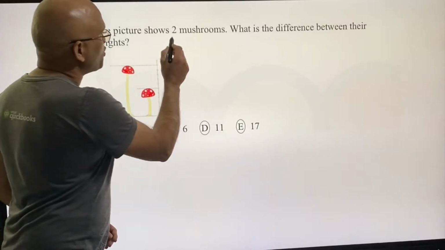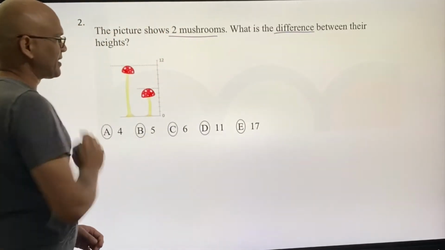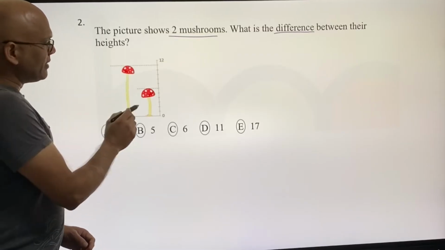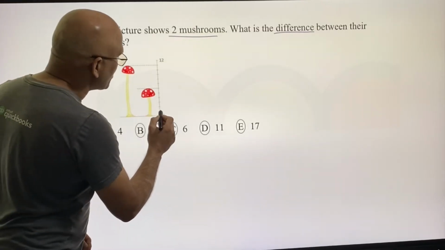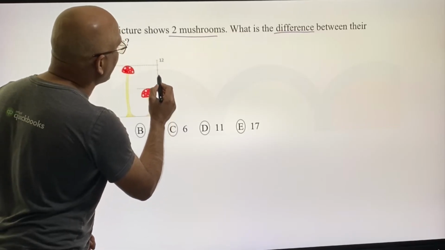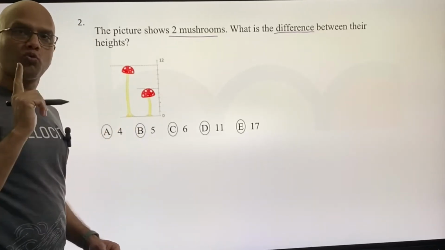The picture shows 2 mushrooms. What is the difference between their heights? Okay, so there are 2 mushrooms here, one taller one shorter one. And as you can see, let's count the divisions. This is 0, 1, 2, 3, 4, 5, 6, 7, 8, 9, 10, 11, 12. So there are 12 divisions. So each division is 1.